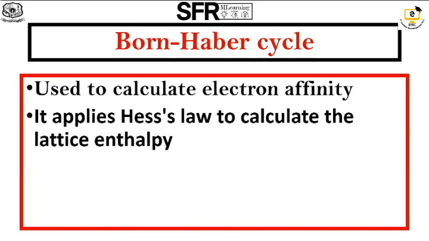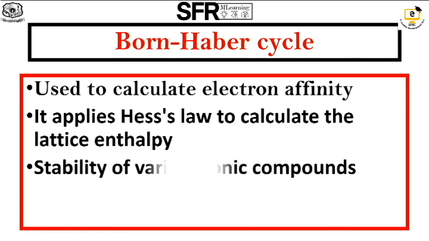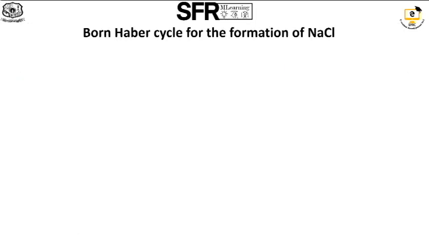The Born-Haber cycle applies Hess's law to calculate the lattice enthalpy. What is meant by Hess's law? The change in enthalpy for a reaction is the same whether the reaction takes place in one or a series of steps. Next, see the example: Born-Haber cycle for the formation of NaCl.